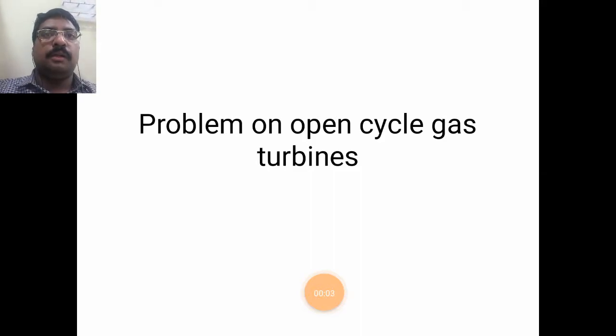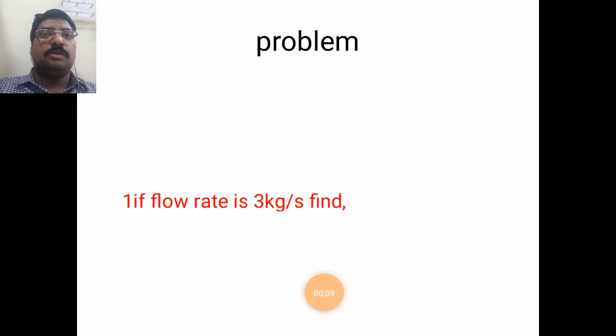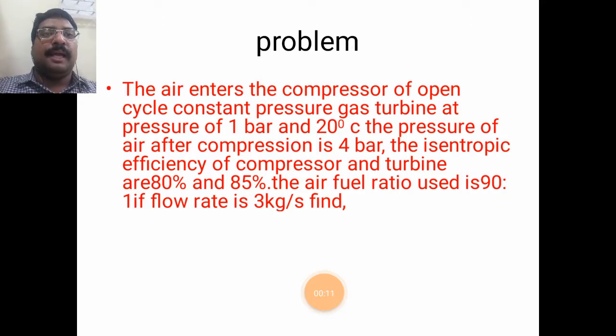Good morning to all. In this video, we are going to discuss a problem on open cycle gas turbine system. The problem is given that the air enters the compressor of an open cycle constant pressure gas turbine at a pressure of 1 bar and 20 degrees centigrade. The pressure after compression in the compressor is 4 bar.